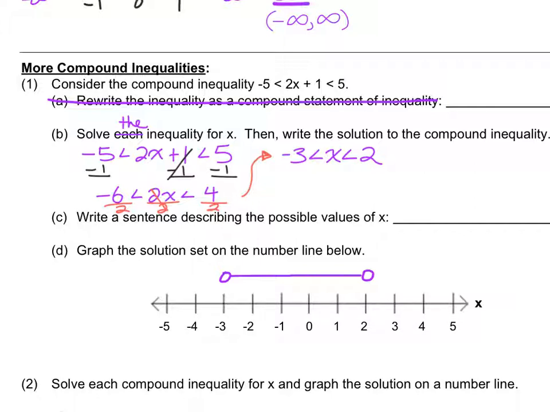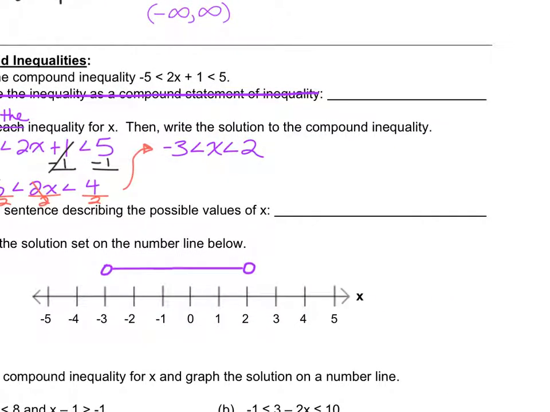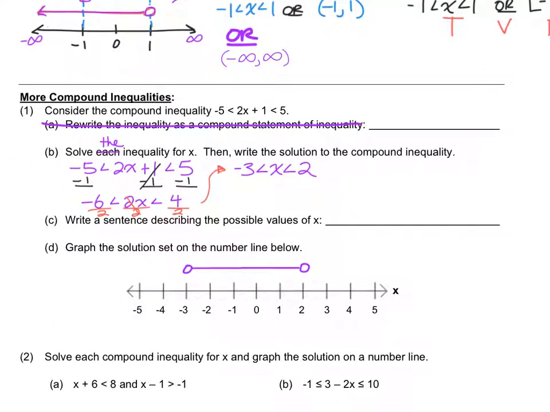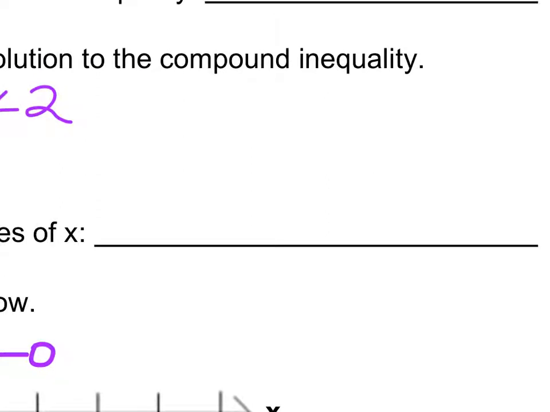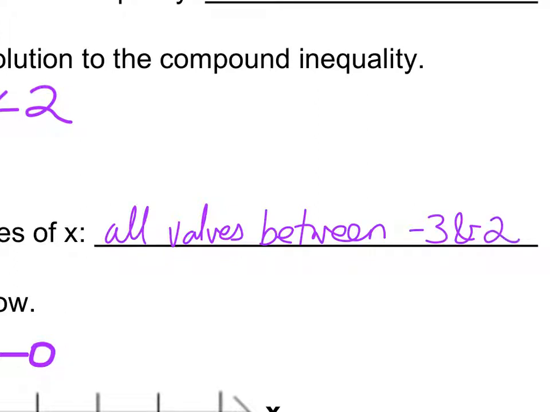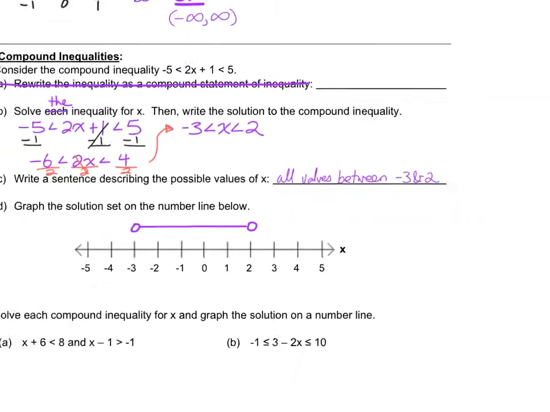So just back to C, just to address it. Write a sentence describing the possible values of x, and then I give you the world's tiniest blank to write that sentence, so not really the world's, it's hyperbole. Okay, so all values between negative 3 and 2? All values between negative 3 and 2.